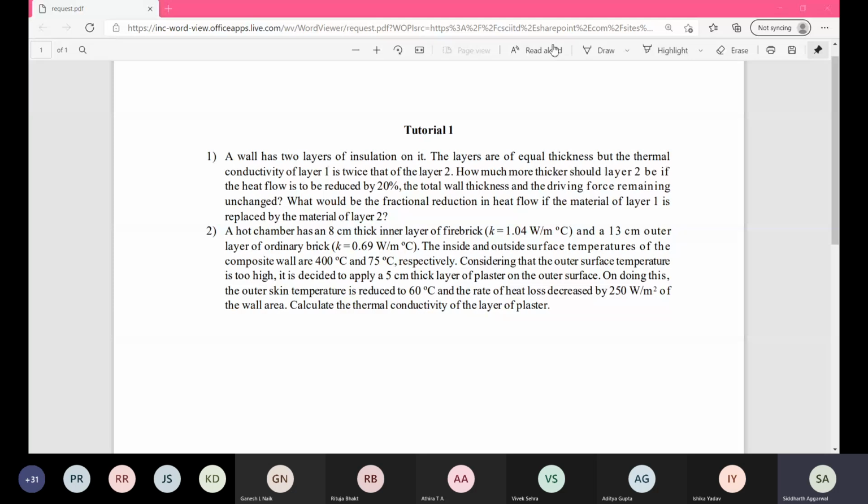Any doubts till now? Were you able to solve the first part of the first problem? Sir, can you please confirm the answers for the first question? Yes. What's the first part?